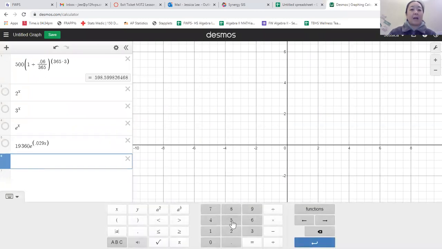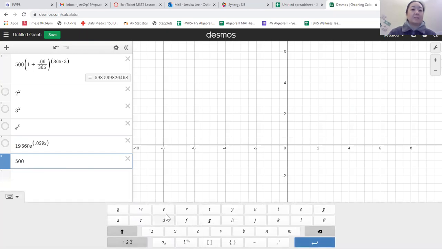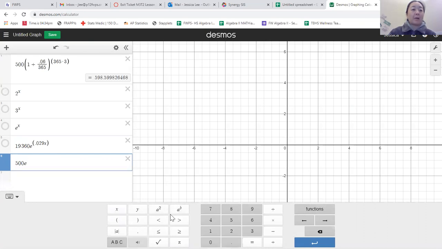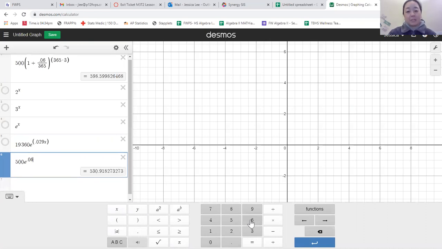So here we go. So it'd be 500. And then E would be, just go to your ABCs, just find E, and it's already programmed in it. You see how it has a thing. So E to the, we go back, to the power of 0.06. I'm not going to put in times 1 because I know it's just going to be 0.06 anyways. So here we go, 530.92. So 92 cents. All right. So that's what that's going to look like right there.